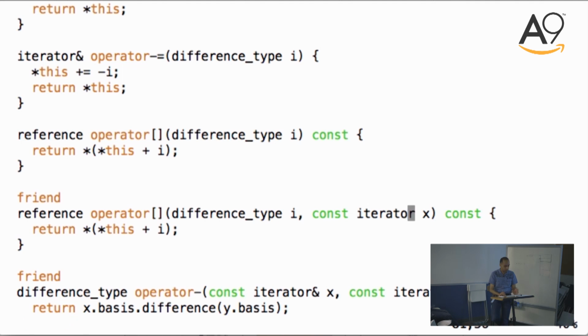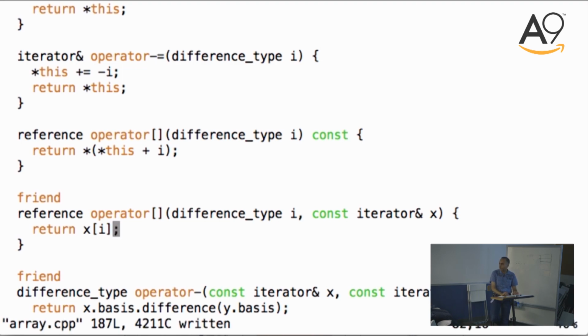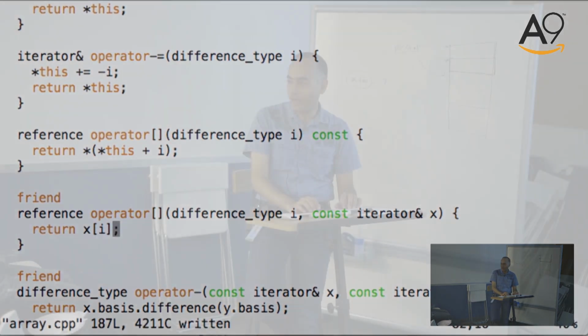And you don't want that to be const. Why not? Well, because it's not a member function, so it can't be const. The function itself can't be const. Absolutely. It's a friend. This should just say x of i. I think we're done with this.